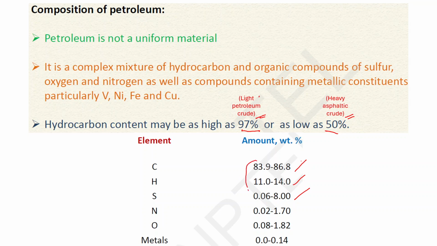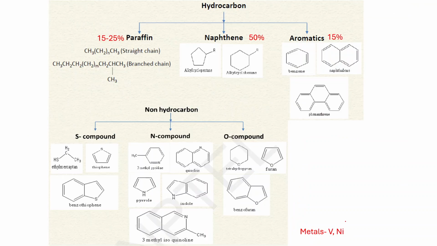Basically we can see that carbon and hydrogen are present in the largest amount, and further small traces of sulfur, nitrogen, oxygen are present, and some traces of metals, which are basically nickel, vanadium, iron. So different hydrocarbons are present. Mainly, it consists of paraffins, naphthenes, and aromatics.